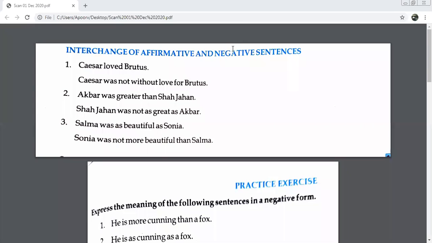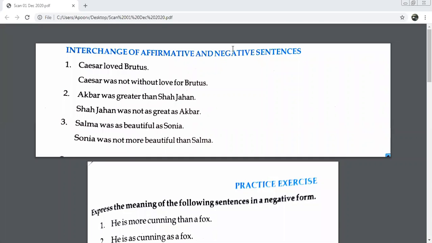Akbar was greater than Shah Jahan. How would you change this into negative? Shah Jahan was not as great as Akbar.